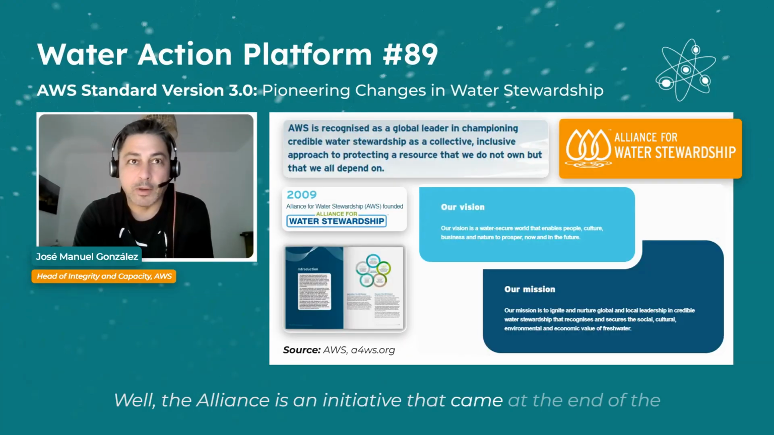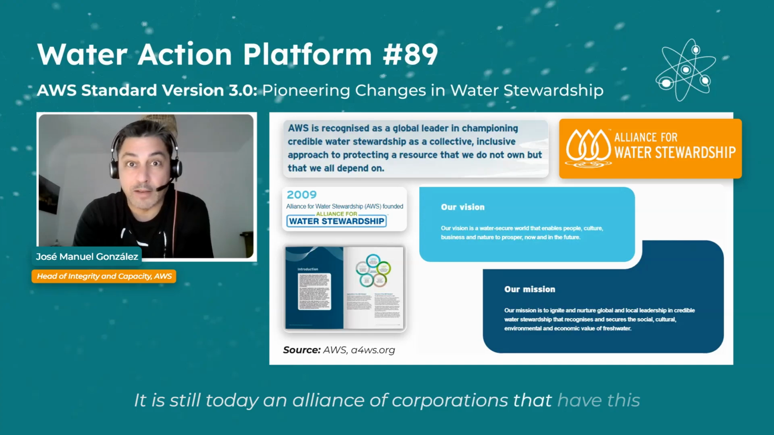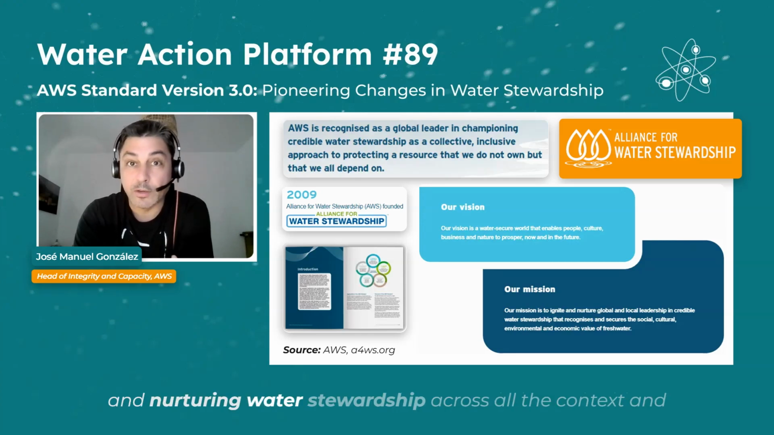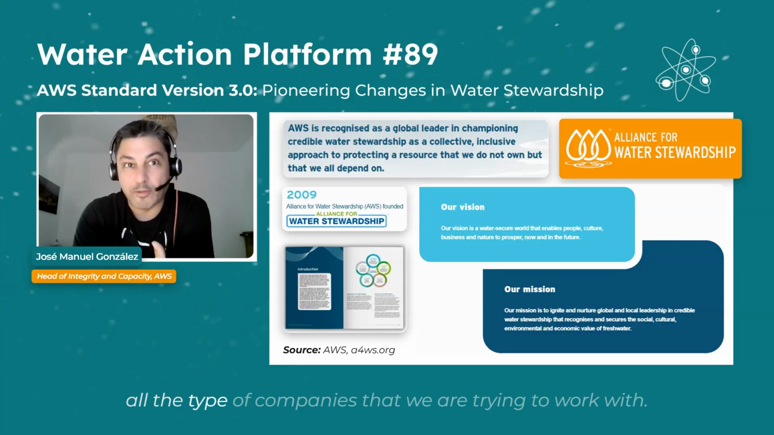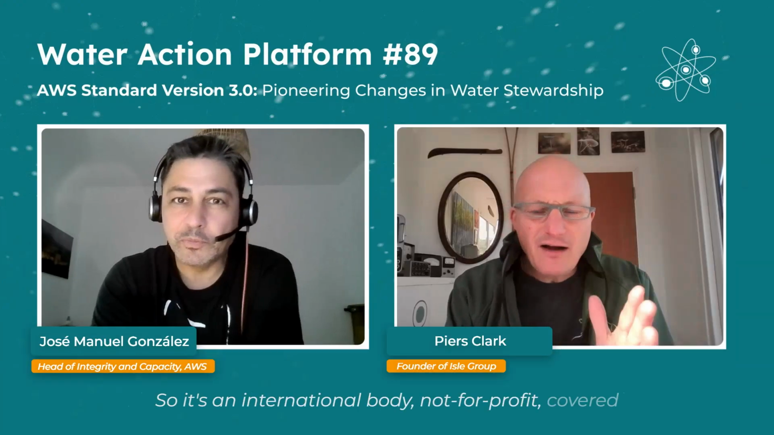We're going to talk about version 3 of the standard and what that is, but let's start with a little introduction to what is the Alliance for Water Stewardship. Well, the Alliance is an initiative that came at the end of the first decade of this century from an idea of the United Nations to translate the idea of water stewardship into something concrete. It is still today an alliance of corporations that have this common interest and has defined the mission of igniting and nurturing water stewardship across all the contexts and all the types of companies that we are trying to work with. So it's an international, not for profit body, supported by multiple nations, to do water stewardship better everywhere across the world.